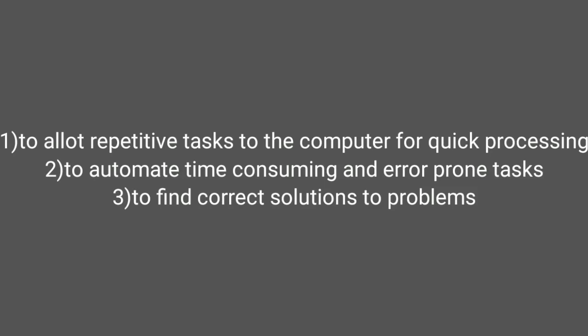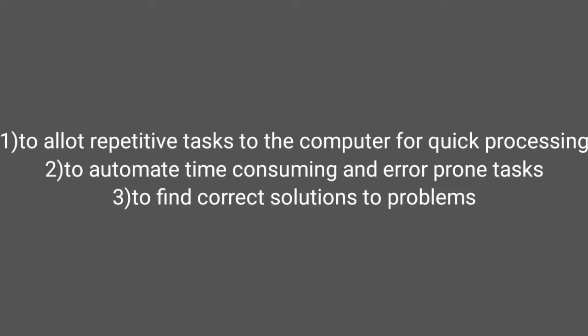Second one is to automate time-consuming and error-prone tasks. Some tasks or problems require some time to get solved, and the chances of producing errors are higher in such tasks. Such problems can be provided to the computer. And third one is to find the correct solution to the problem. We know that computers provide more accurate answers than what humans can produce.